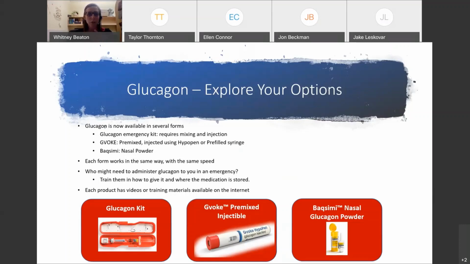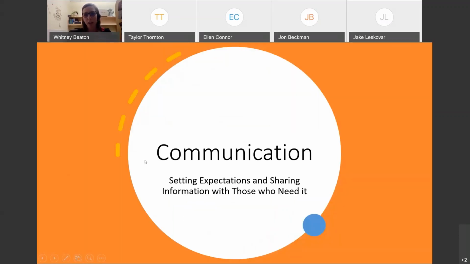And then also think about who might need to give you glucagon in an emergency, right? And train those people on how to give it and where you keep that medication so that they would be able to access it easily in an emergency. And then talk them through the steps that they would need to call 911 if they need to use that. Each product has videos and training materials on the internet, or we'd be happy to talk to you about that when you come in for your clinic visit.